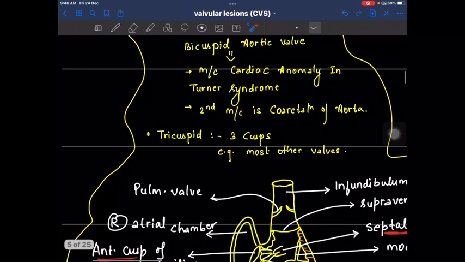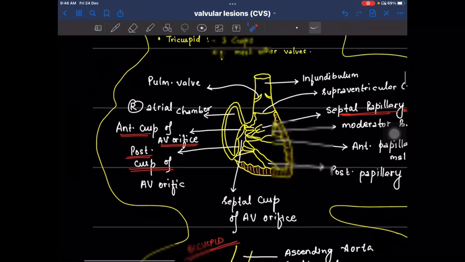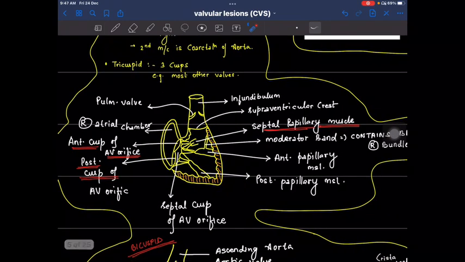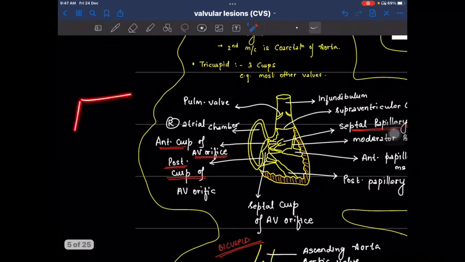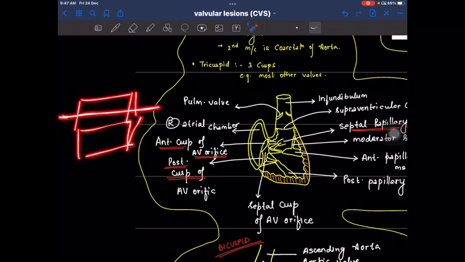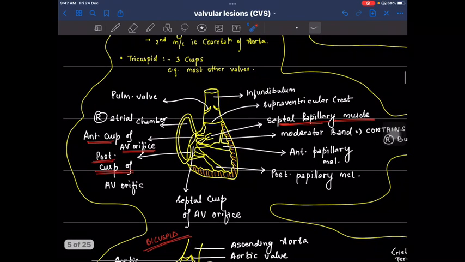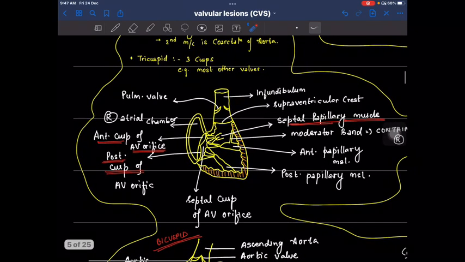Most valves in the heart are tricuspid, as we all know from basic anatomy. Let me give you a brief overview of the valves. This is a coronal section. We have taken an anterior-posterior section of the body, and now we can see the heart in the coronal section. This is the right atrial chamber.